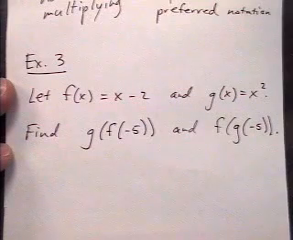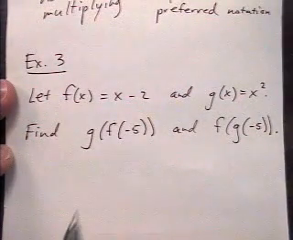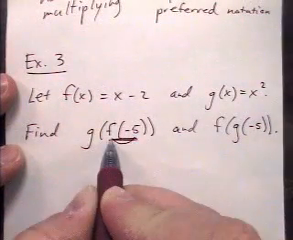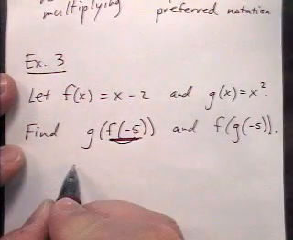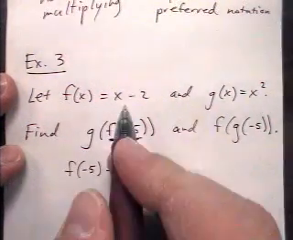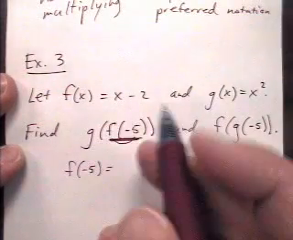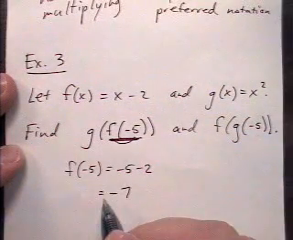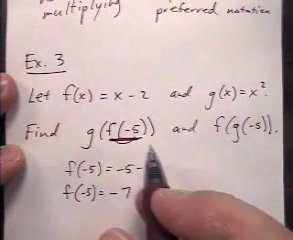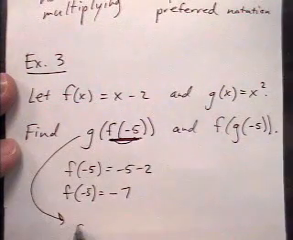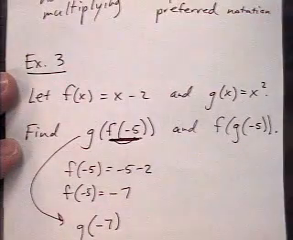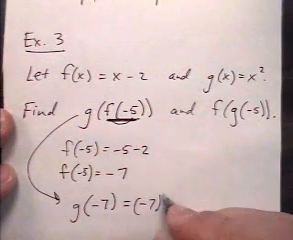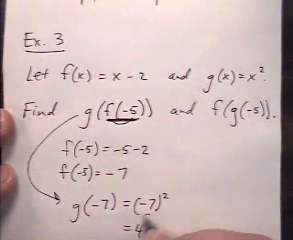So for instance, when you see a situation like this, you've got two functions and you're being asked for g of f of negative 5. The first thing we want to do is figure out what f of negative 5 is. So start with that part. What is f of negative 5? If I use the formula, that's negative 5 minus 2, or negative 7. So this question is really about g of negative 7. And g of negative 7 is negative 7 squared, or 49.